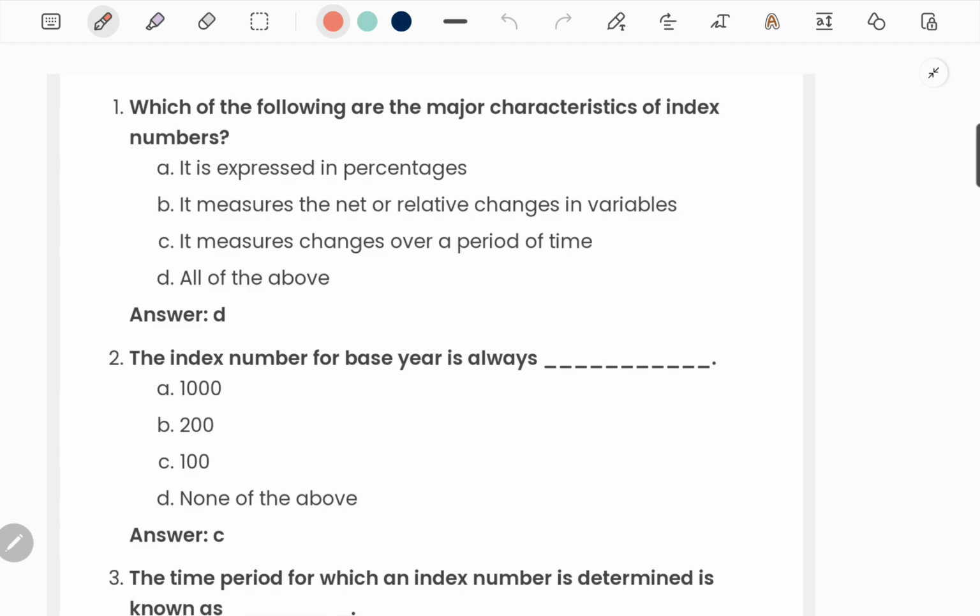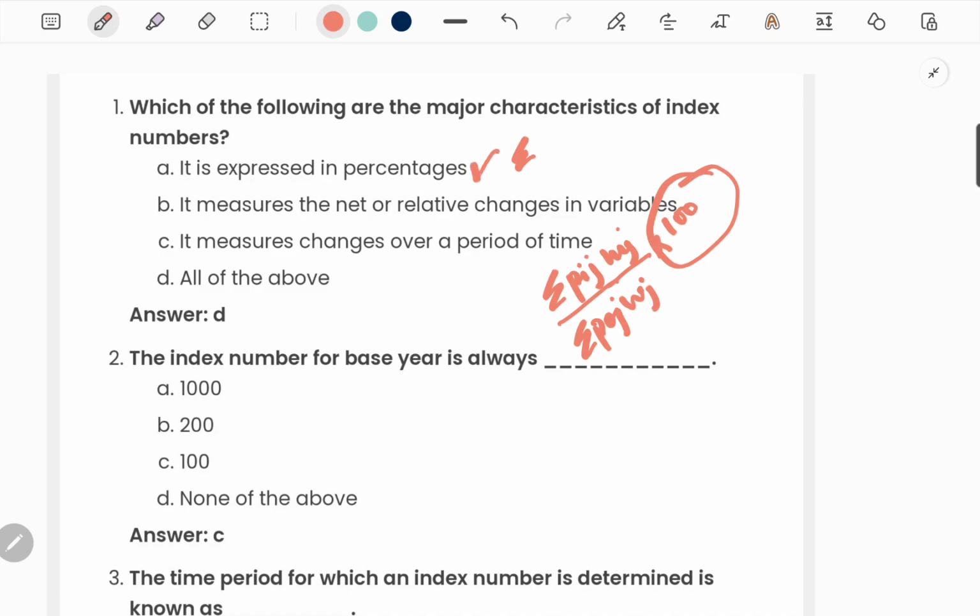So the first question says, which of the following are the major characteristics of index number? So our index number is defined as, if we talk about the most general one, it is summation of Pij upon summation of Poj Wj, which is any weight, into 100. So hence we say that it is expressed in terms of percentages. So this is correct.